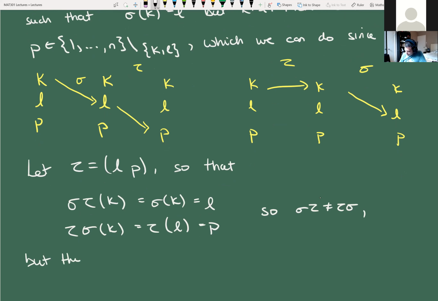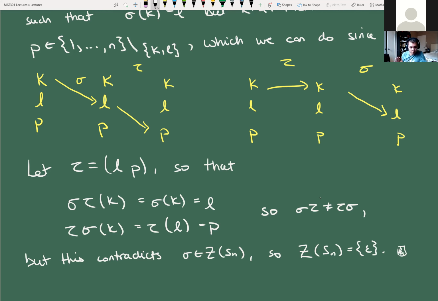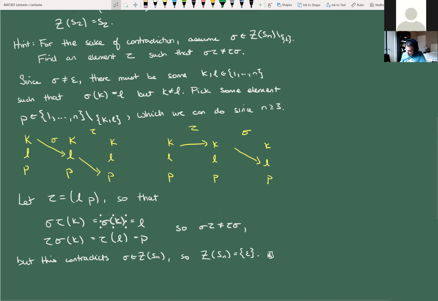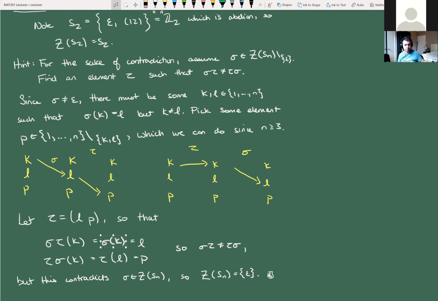All right, but this contradicts the fact that sigma was in the center, because being in the center means that you commute with everything. The assumption that we made was that there was some non-trivial, non-identity element in the center. And so voila, we're done. We've proven that the center is trivial. Okay, so any questions about that? Does that make sense? Maybe let me zoom out here. That's just how I like to reason through it myself.